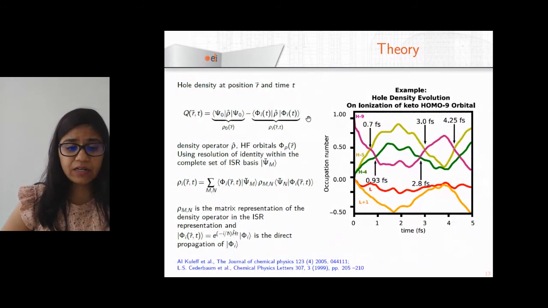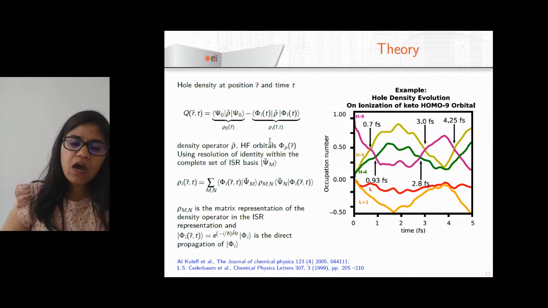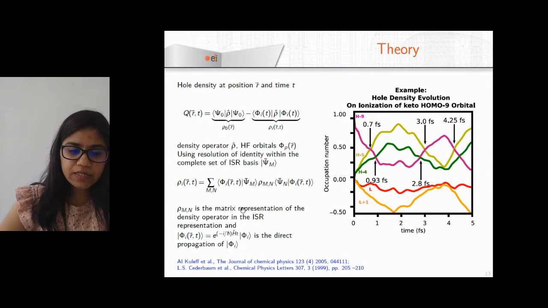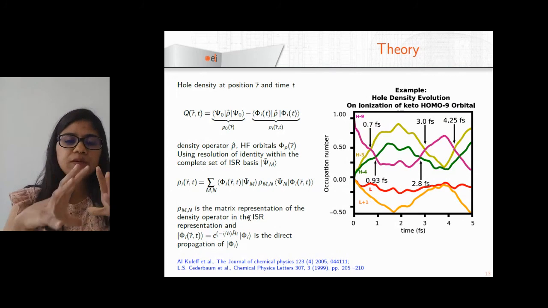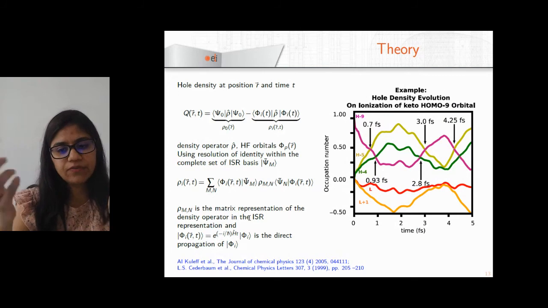So once we have created the hole density, we need to propagate it with respect to time, for which we need a density operator. Now the density operator matrix will have a complete representation again of the intermediate states. And this will help us in understanding the correlation effect.